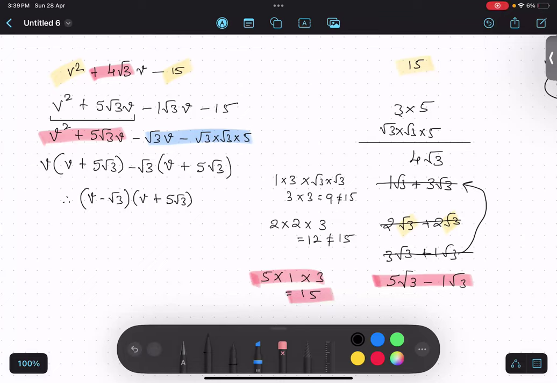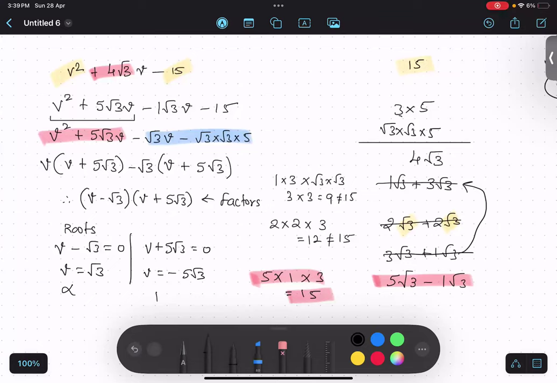These are the factors. If somebody asks you to find out the roots, so v minus root 3 equals to 0, v value becomes root 3. v plus 5 root 3 equals to 0, v value becomes minus 5 root 3. So this is alpha, this is beta. Now you can do your coefficient thing, whatever the question is asking, that is separate. Yes. Okay? Any doubt in this question?